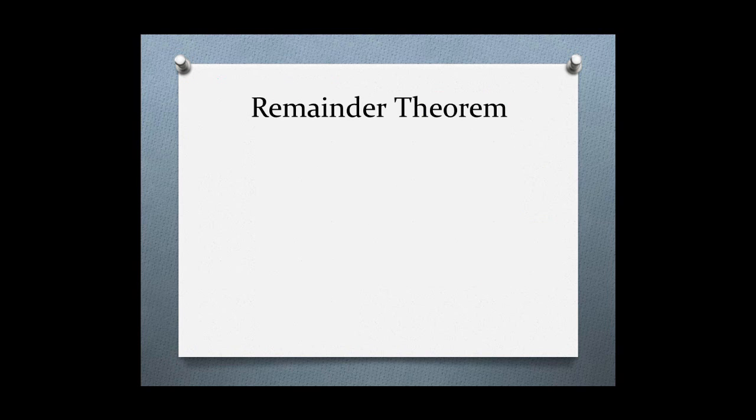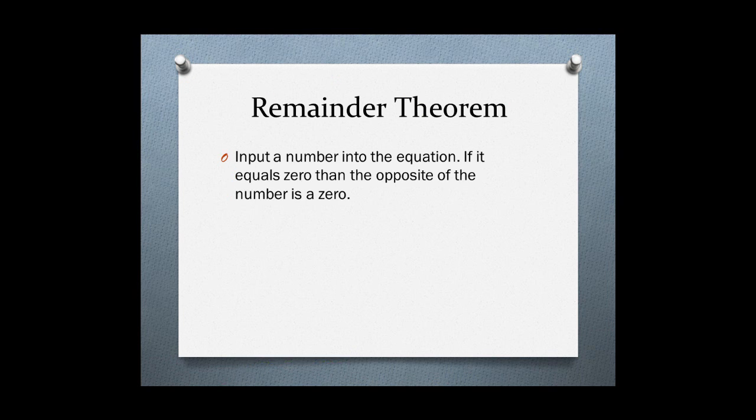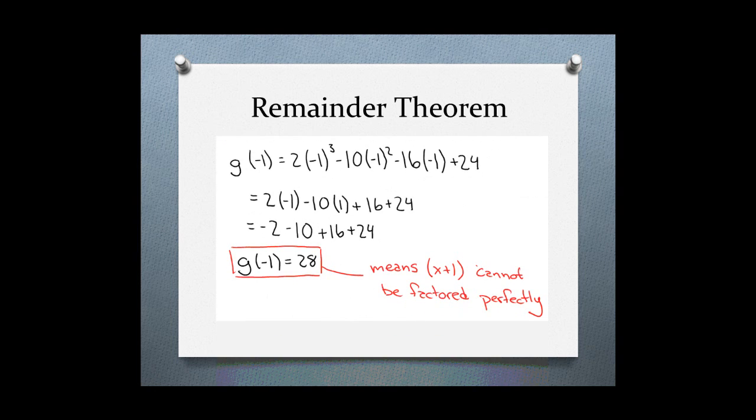To do this, we must start with the remainder theorem. So we input a number into the equation for x. If it equals 0, then we know that the opposite number is a zero within the equation, or a factor. So we first try putting a -1 into the equation for x, and we find that it's equal to 28. So this tells us that x plus 1 is not a factor of the equation.